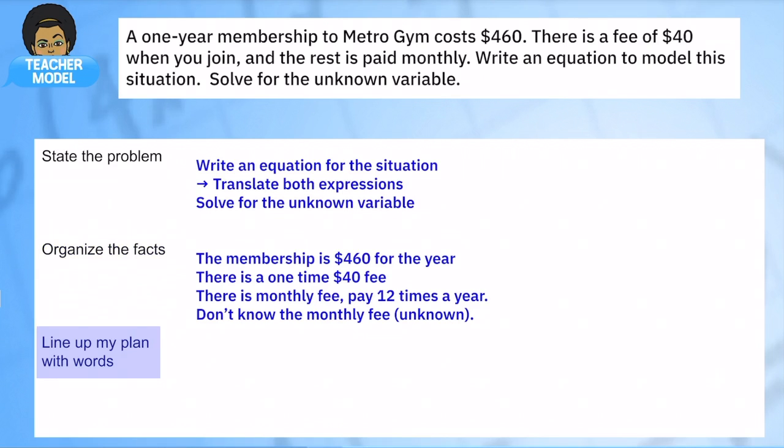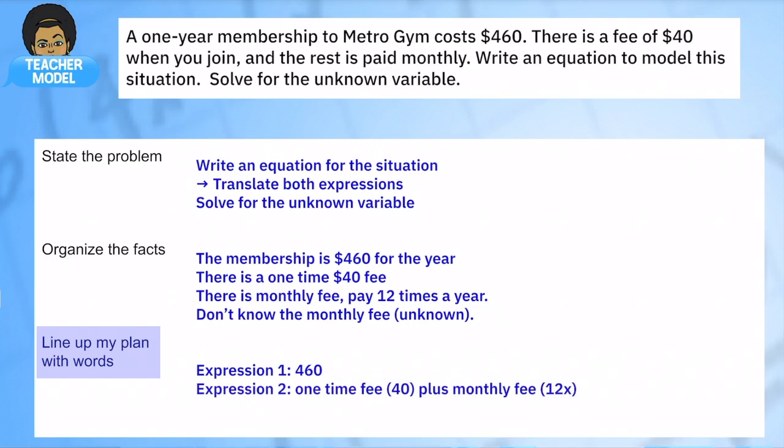So what's our plan going to be? Well, I know one expression that's happening is the 460. We know that the entire membership equals 460. So that's going to be my first expression. And my second expression is there's a one-time fee plus my monthly fee. So 12 times some number plus the $40. So that gives me an idea of how I'm going to take these two expressions and turn them into an equation so we can figure out that unknown.